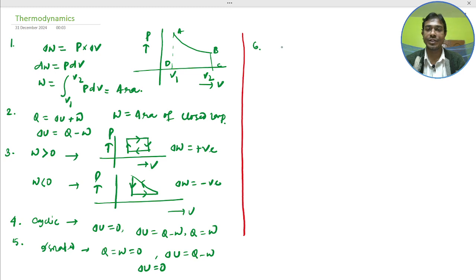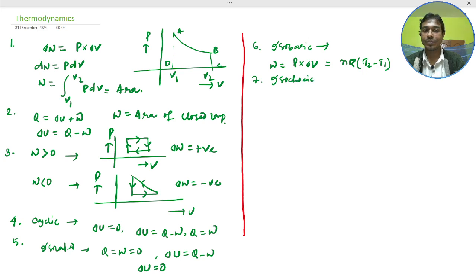Next one, the isobaric process. In the isobaric process, W equal to P into del V, which is nR (T2 minus T1). Next one, the isochoric process. In the isochoric process, del V is equal to 0. So work done W, P into del V, would be 0. From the first law of thermodynamics, del U equal to Q minus 0. So Q would be del U.